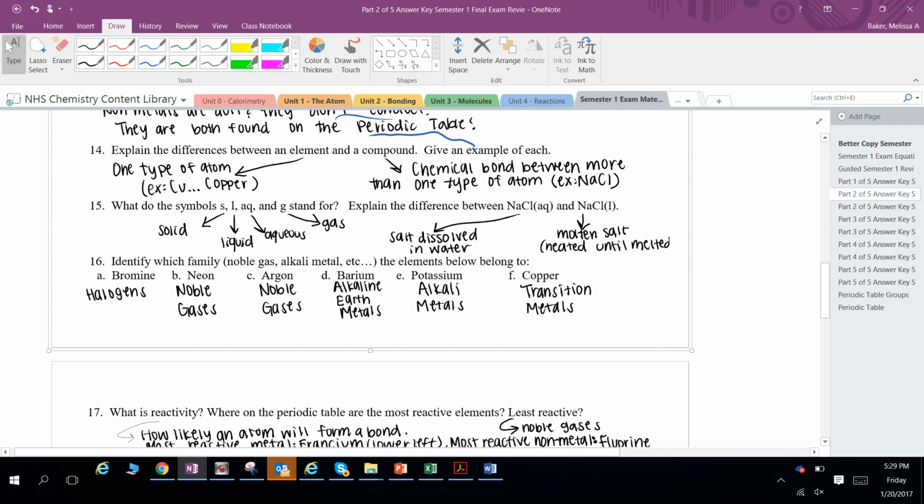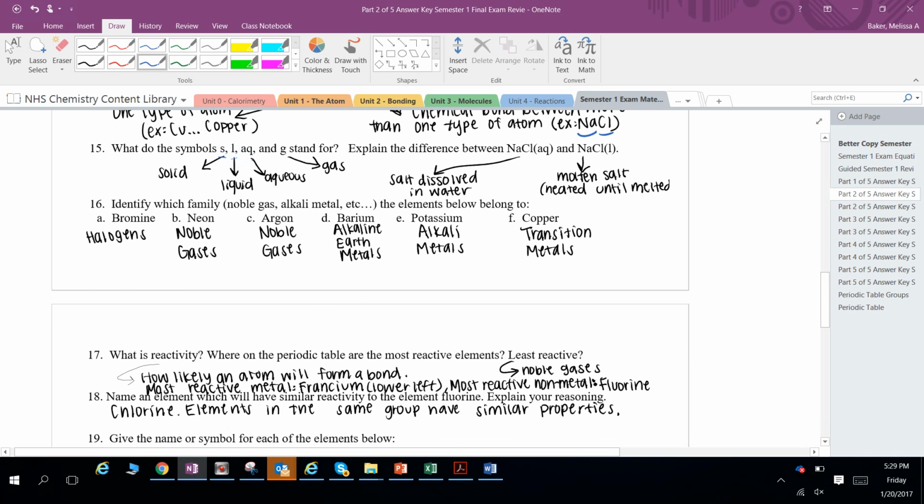What's the difference between an element and a compound? An element is when you've got just one type of atom, and a compound is when you have 2 or more atoms that are chemically bonded and they're different. So for example, a sodium and a chlorine would be a compound because it's got more than one type of atom.